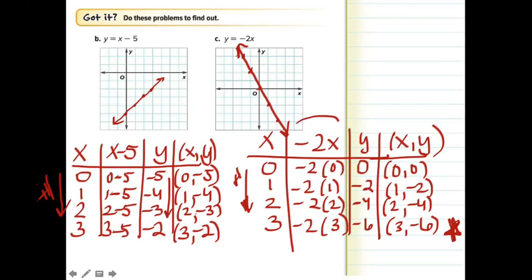Okay. The other thing that I want you to be aware of, you're not always going to have an addition or subtraction problem in your equation. Your rule might sometimes be a multiplication problem like we had here.